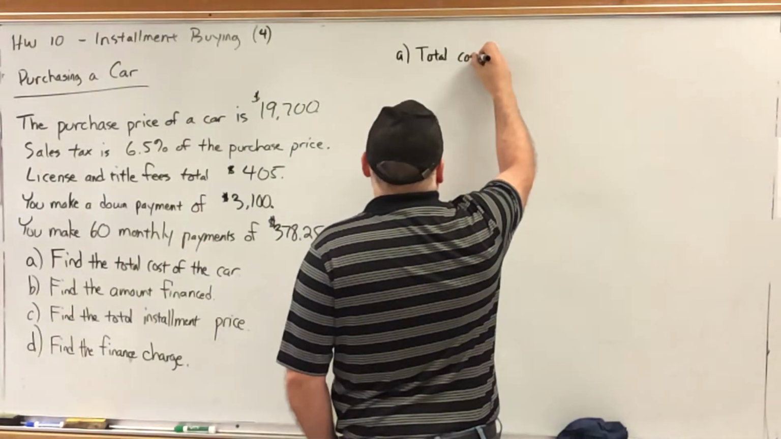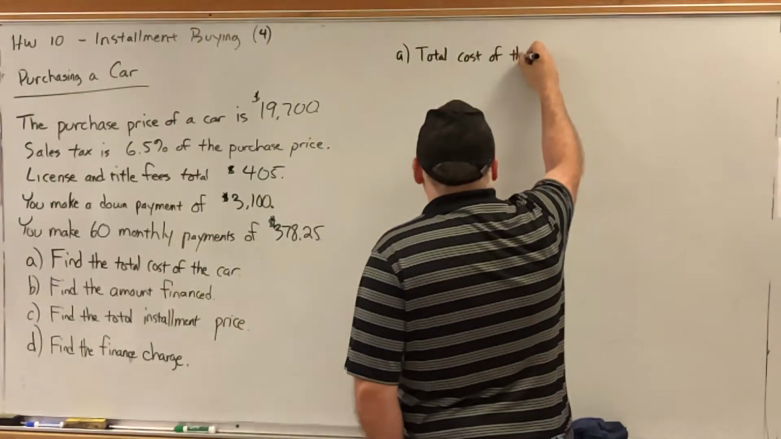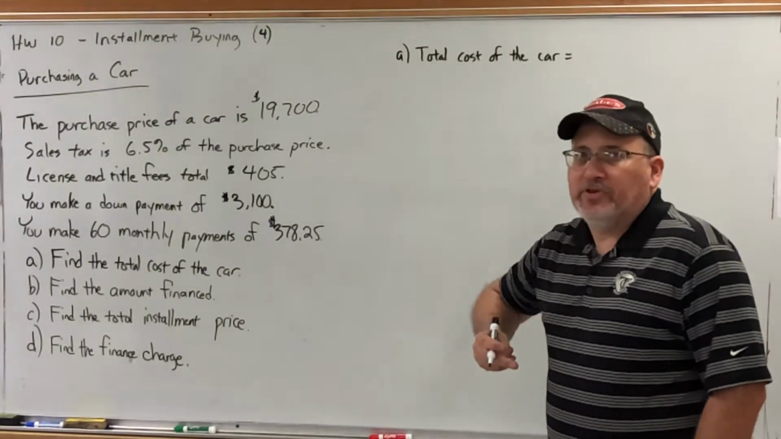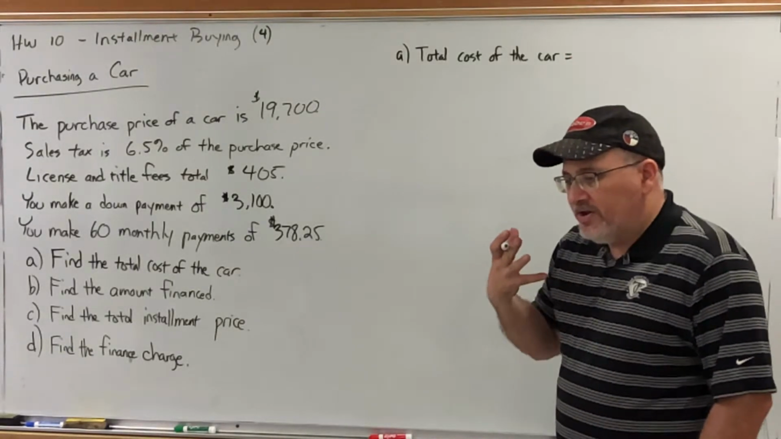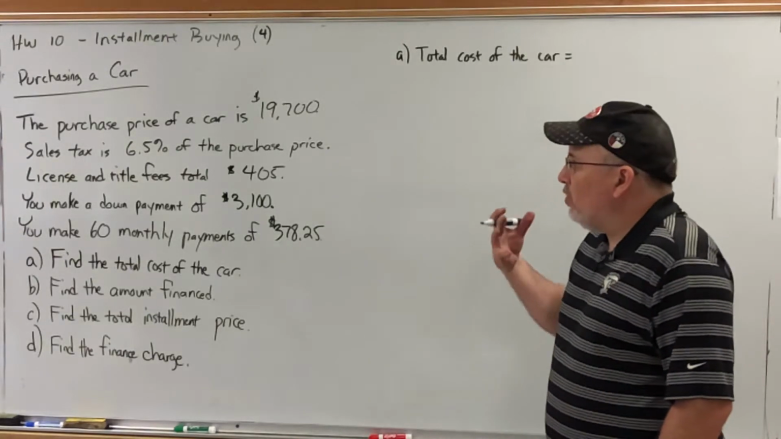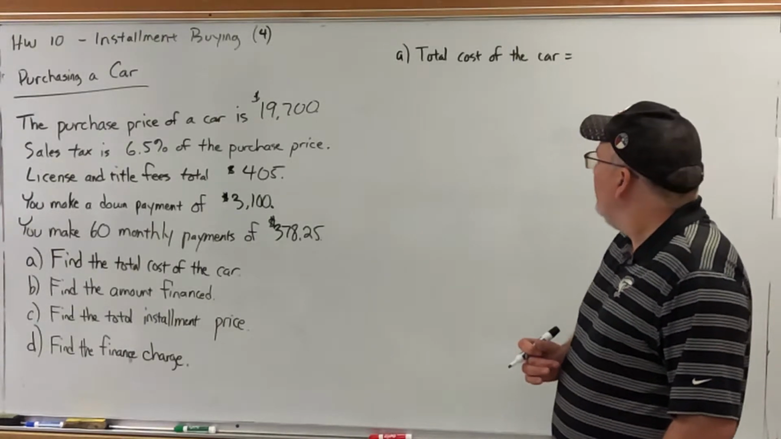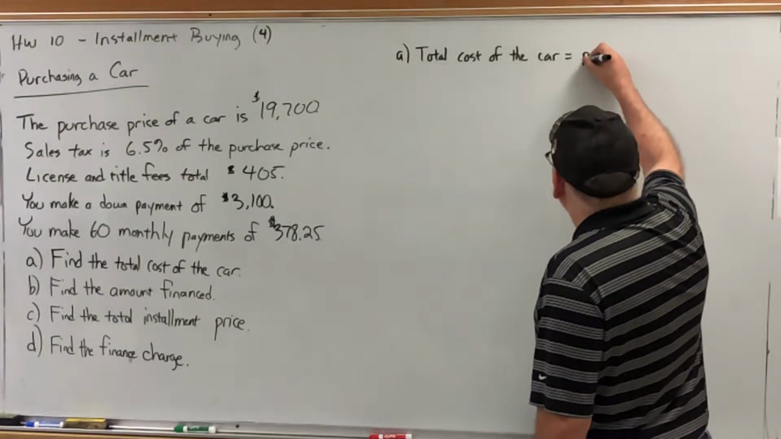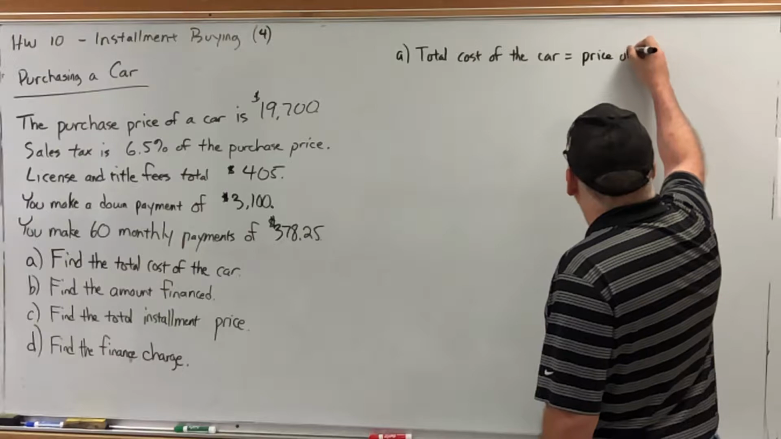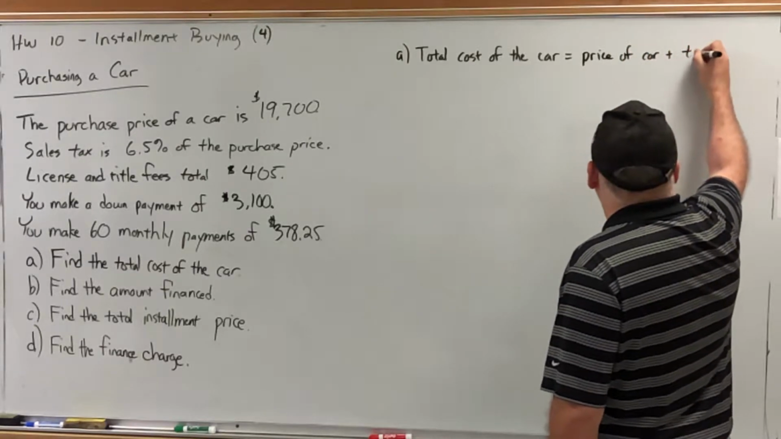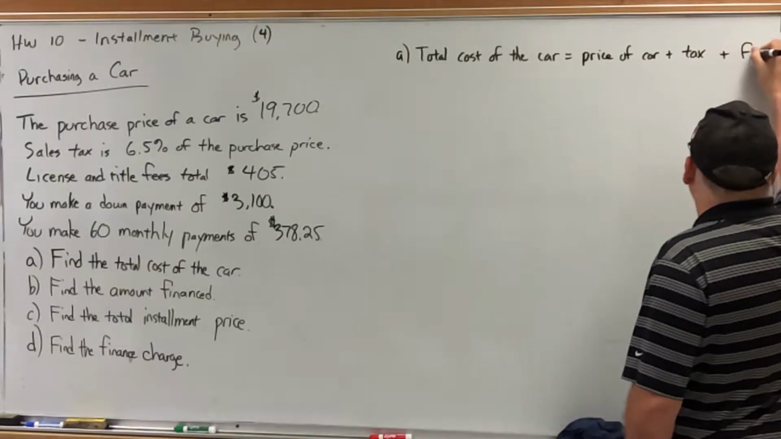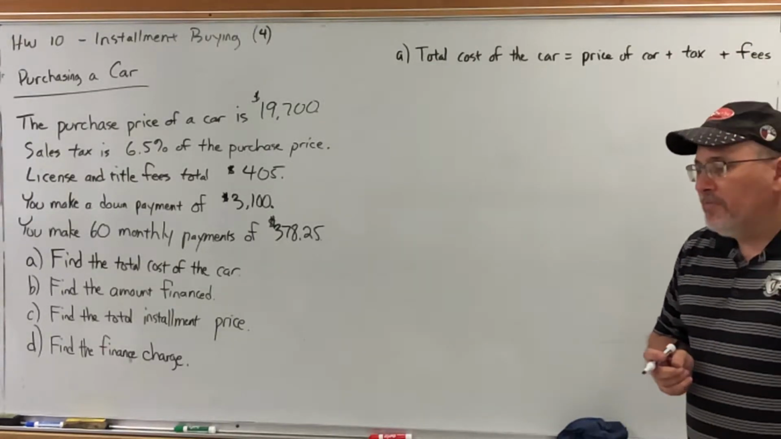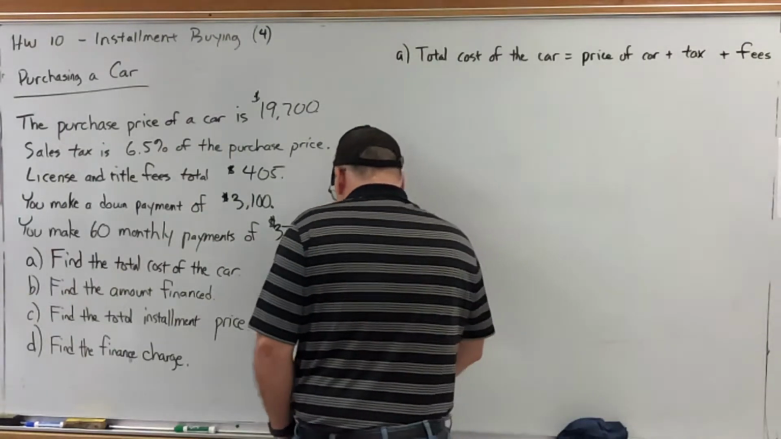The total cost of the car is everything that is added up at the beginning. It's not the total that you're going to pay, it's the total cost at the beginning. So for the total cost of the car, we need to know the price of the car, plus the tax, plus the fees. That's everything that's going to get added up before I start giving away any money.